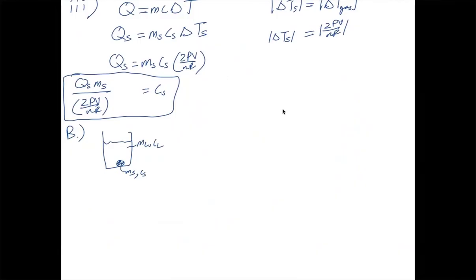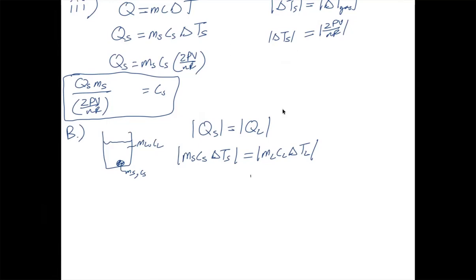The thermal energy transfer to the sphere should match in magnitude the thermal energy transfer to the liquid. It seems like energy is going to go from the sphere into the liquid. So the cooling amount of the sphere should match the heating amount of the liquid due to conservation of energy. So the mass of the sphere times the specific heat of the sphere times the change in temperature of the sphere, which should be negative since it's going to get colder, should equal the mass of the liquid times the specific heat of the liquid times the change in temperature of the liquid, which should be positive since it's going to be getting warmer.